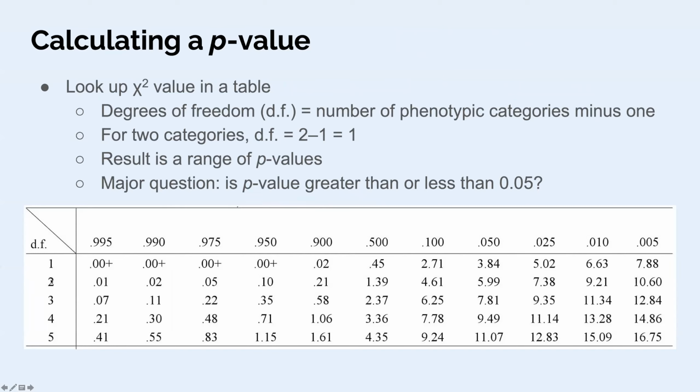And each row has what we call a degrees of freedom entry. Degrees of freedom is a metric for this test. It's the number of categories that you're counting minus 1. So ours is 2 categories. The flies were either wild type eyes or scarlet eyes. 2 categories minus 1 gets us a degree of freedom of 1.